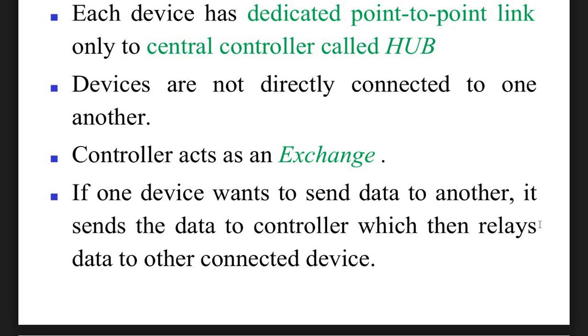If one device wants to send data to another, it sends the data to the controller, which then relays the data to the other connected device. So this is the concept of star topology. It is also a dedicated point-to-point link. One thing to remember about the star is that it has a central controller unit called a hub.